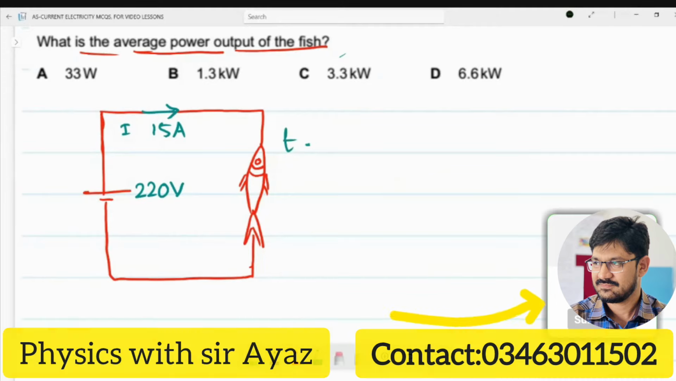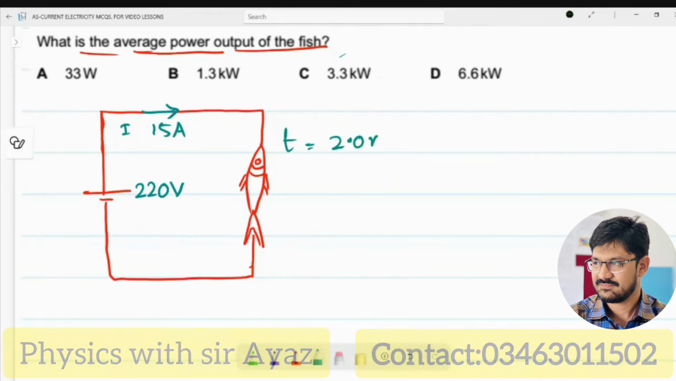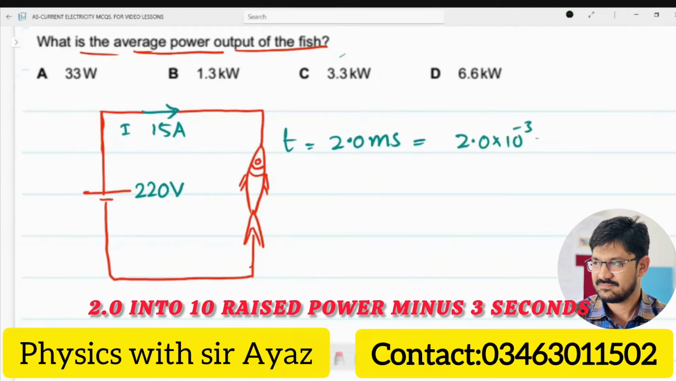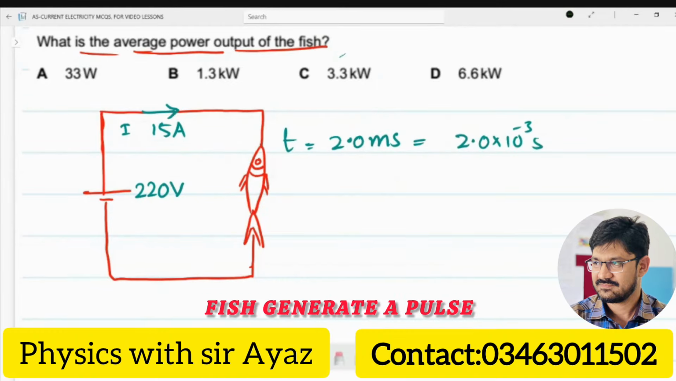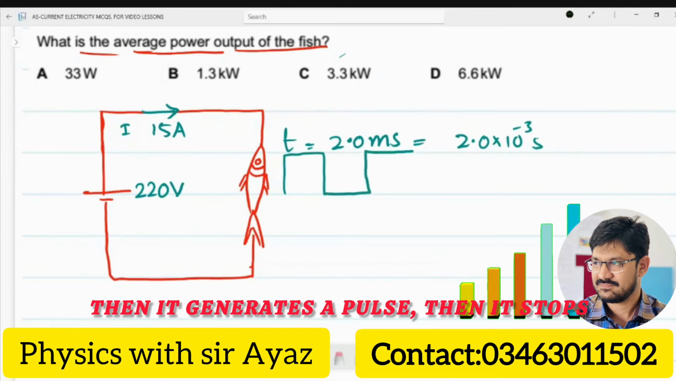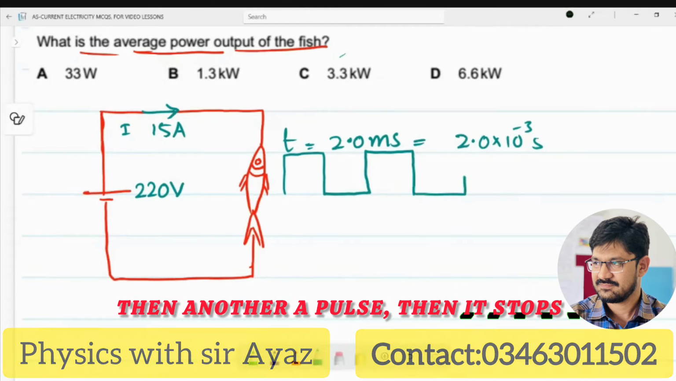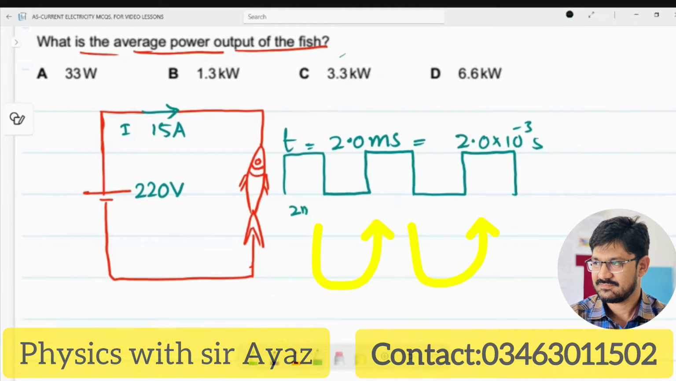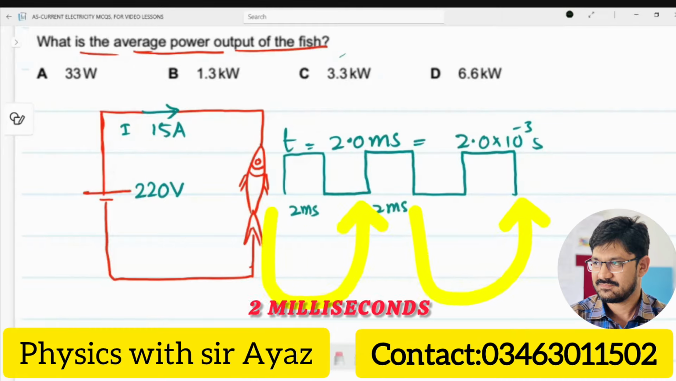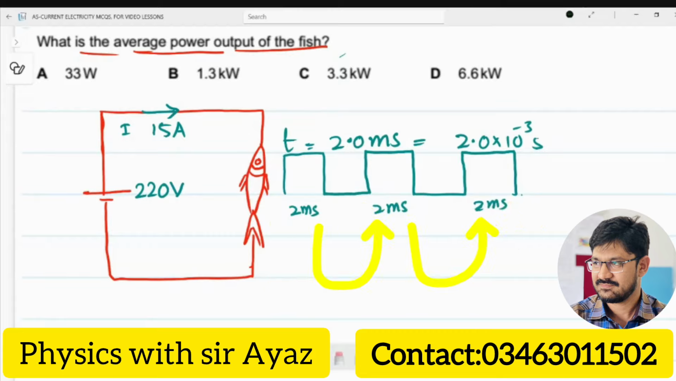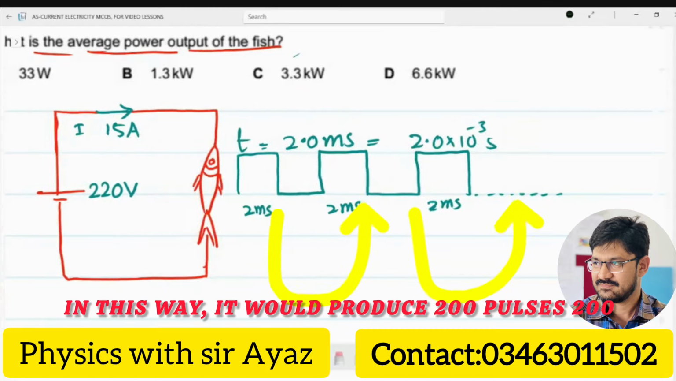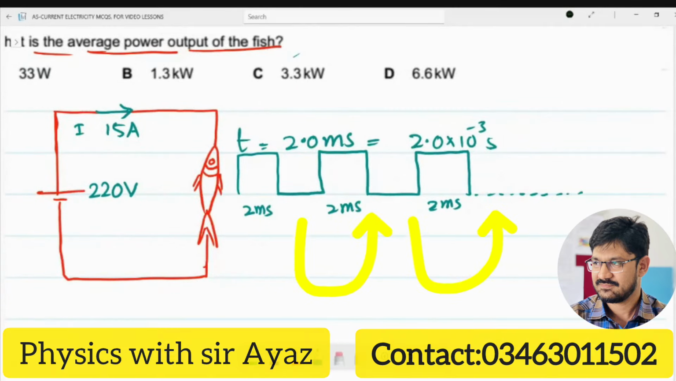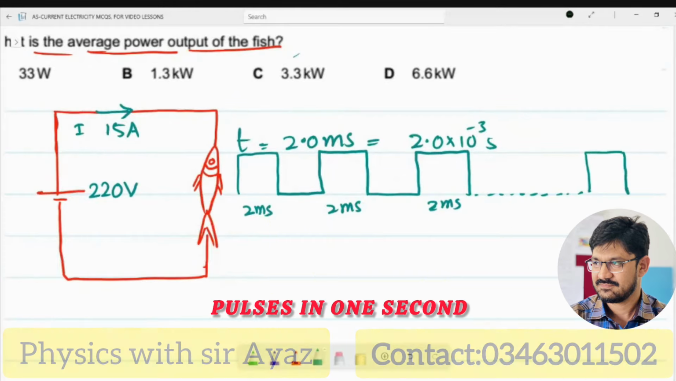The time is 2.0 millisecond, which means 2.0 times 10 raised to the power minus 3 seconds. So this fish generates a pulse, and then it stops. Then it generates a pulse, then it stops. Then another pulse, then it stops. So each pulse is produced for 2 milliseconds. In this way, it would produce 200 pulses in 1 second.